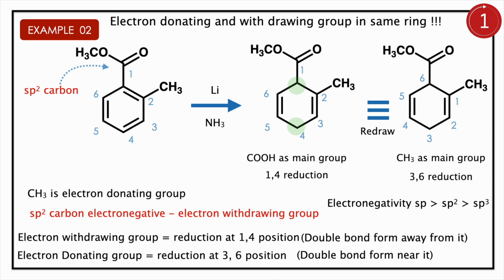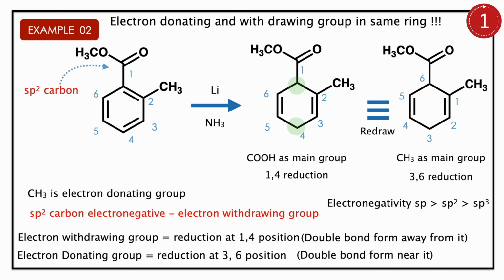Since you have a carbonyl, it is an sp2 carbon, electron withdrawing in nature because of more s character. So reduction happens near that. So 1,4 reduction should happen. If you look at the methyl, the same mechanism can apply. Reduction happens away from the methyl group. So reduction happens in the same 1,4 way.